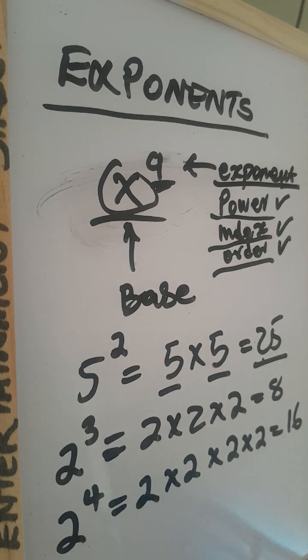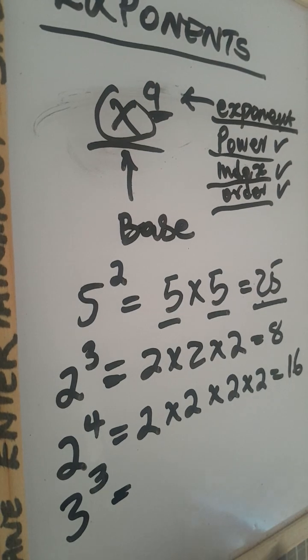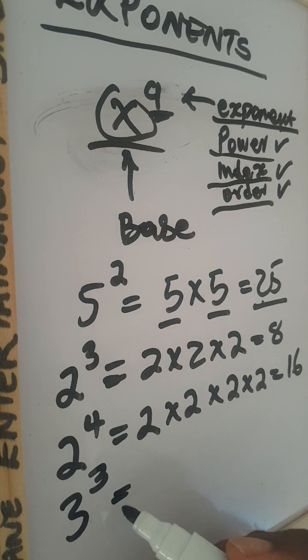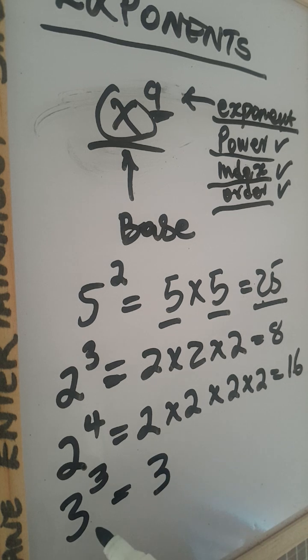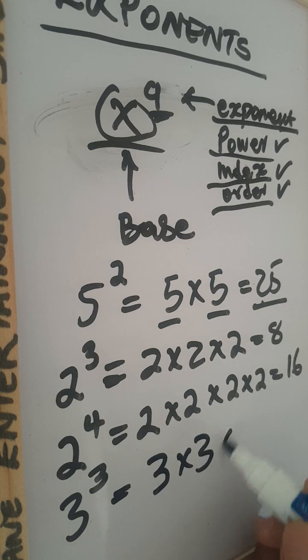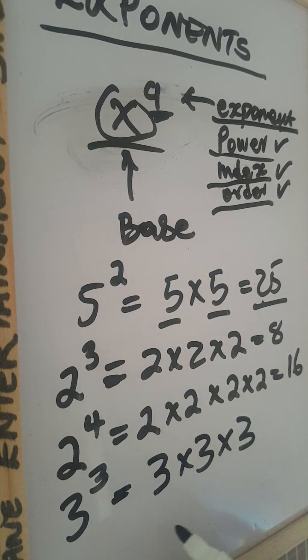Maybe they give you 3 to the power 3. It will be 3 to the power 3, which tells you 3 multiplies itself 3 times. Multiply by 3, multiply by 3. Then you get your answer. So this means 3 times. So I hope so far you know what an exponent is.